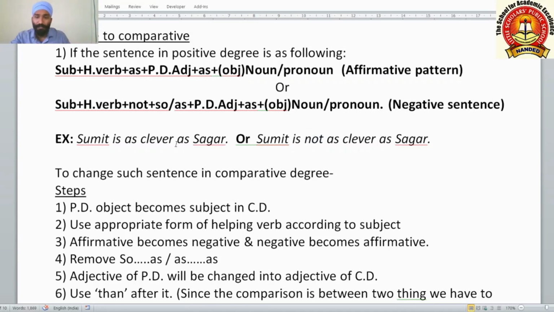Here it is telling Sumit is as clever as Sagar. Here the sentence is saying Sumit is not as clever as Sagar. So these are telling different things. One is positive, one is negative. But when you change the degree, the meaning does not change like this. Its meaning remains the same. How, that we will see.